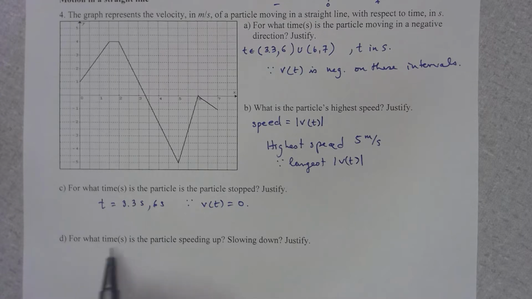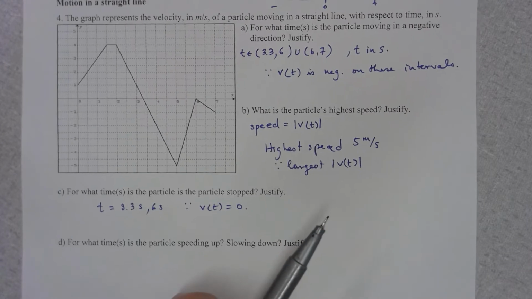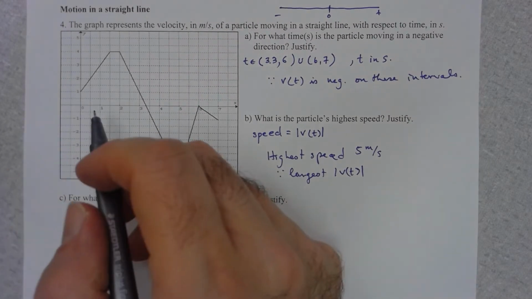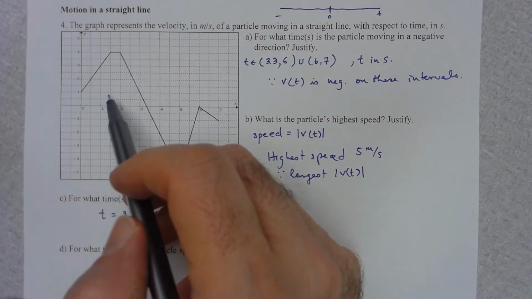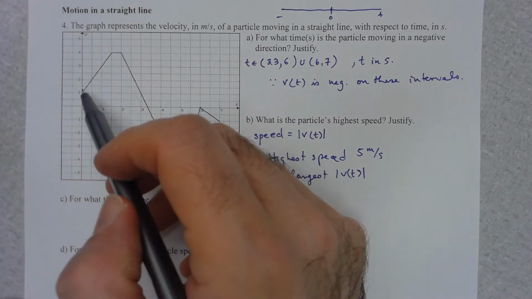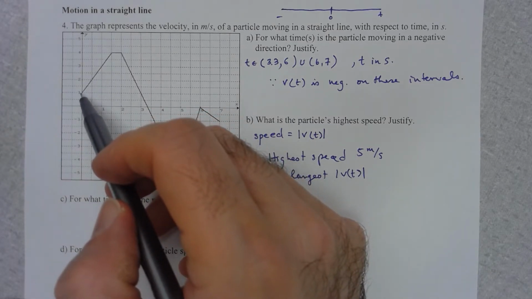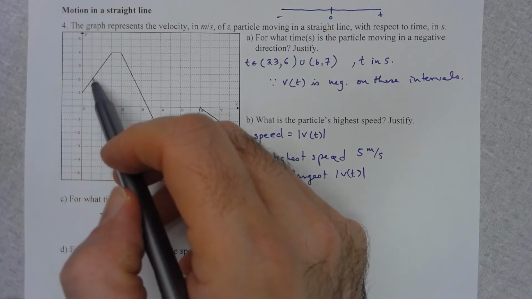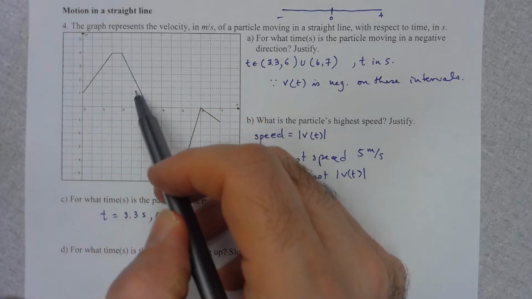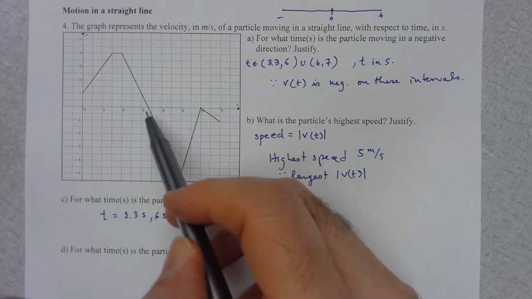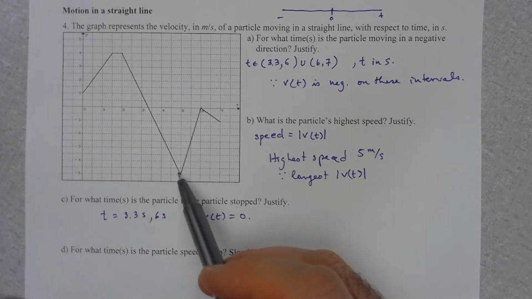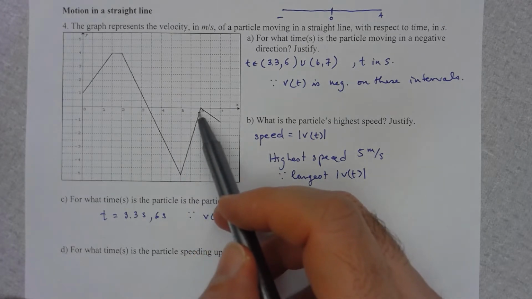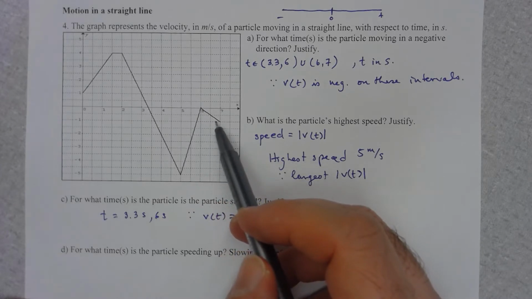It says, for what time or times is the particle speeding up and slowing down, and justify? Now there's two ways we can look at this. We can look at it more directly on the graph. So we can see that in this first section from about 0 to 1.5, notice here I'm not so much interested in velocity, but the speeds are getting larger, so speeding up. Here the speeds are getting smaller, so slowing down. Here the speeds, remember the absolute value of the velocity, are getting larger, so speeding up. Here the speeds are getting smaller, slowing down. Speeds getting larger, speeding up.